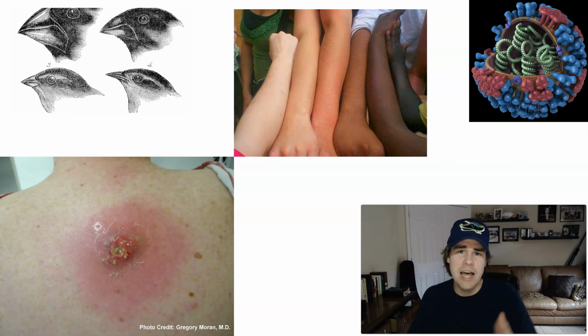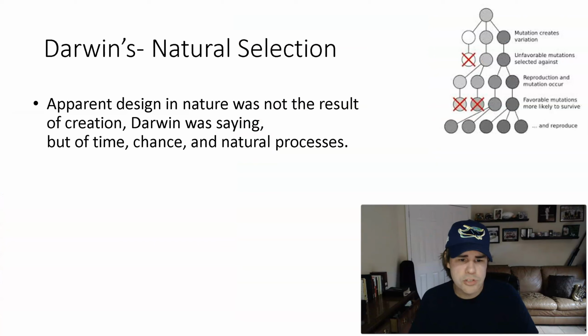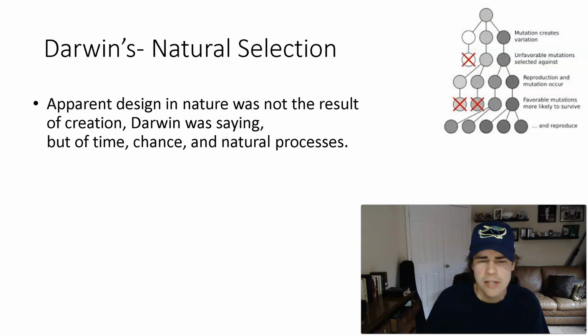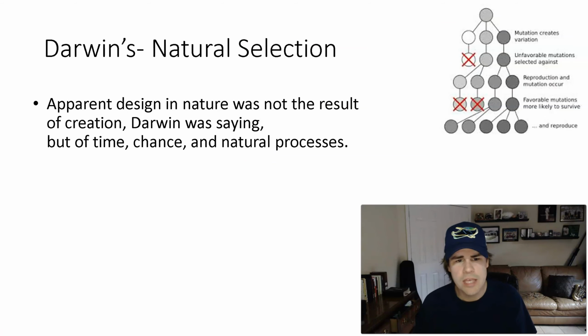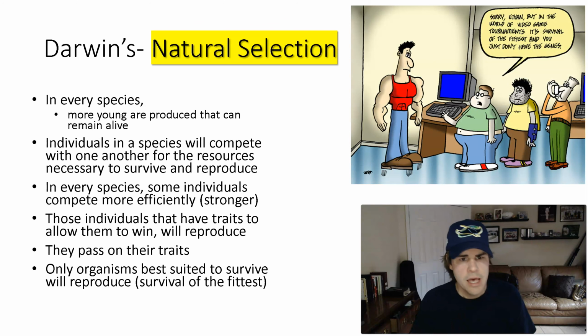But we see this. Natural selection does occur. Evolution on a small scale does occur. So Darwin didn't believe in creation. He was saying everything is due to chance. Evolution is directly based on chance. And so natural selection is a big key word for this lesson, so you need to be able to explain it.